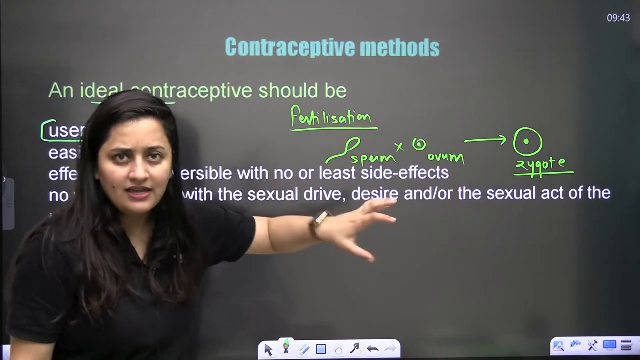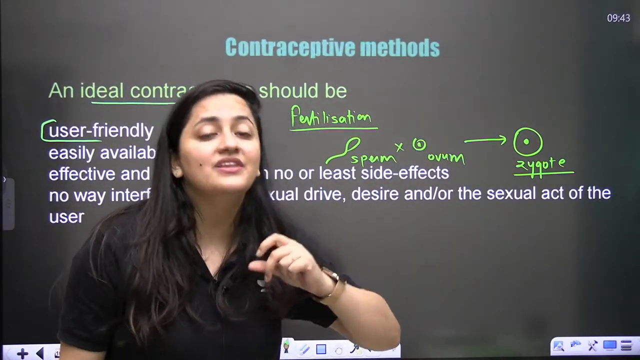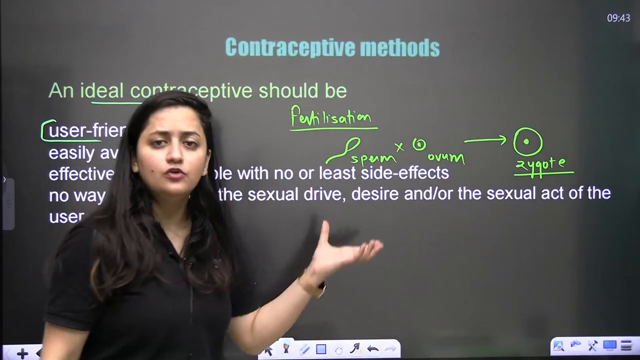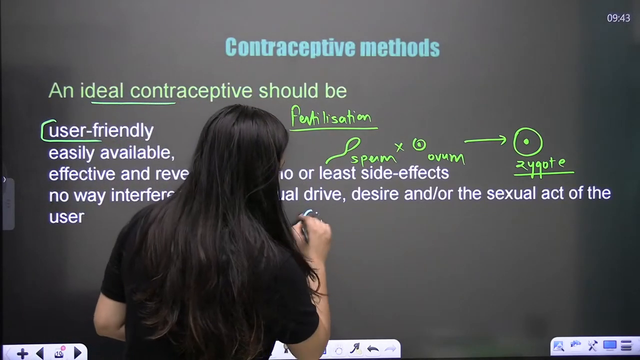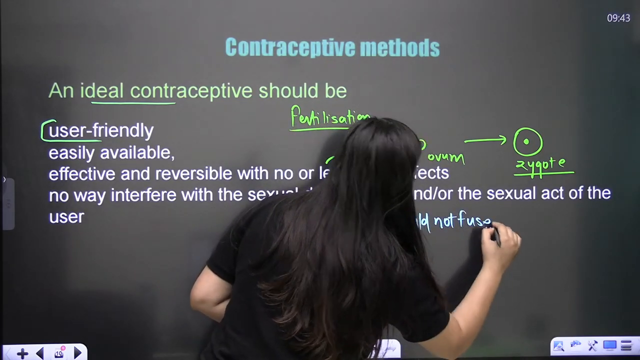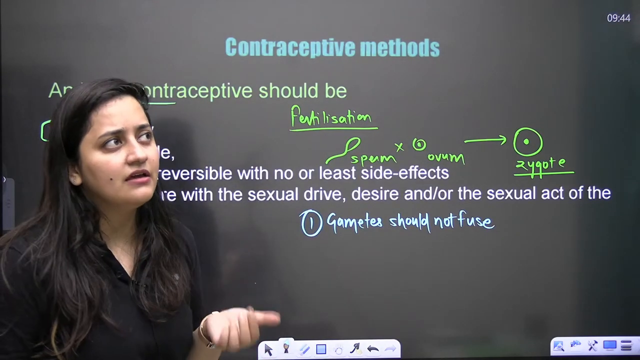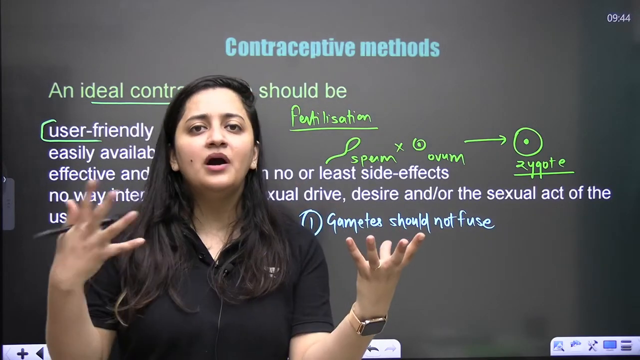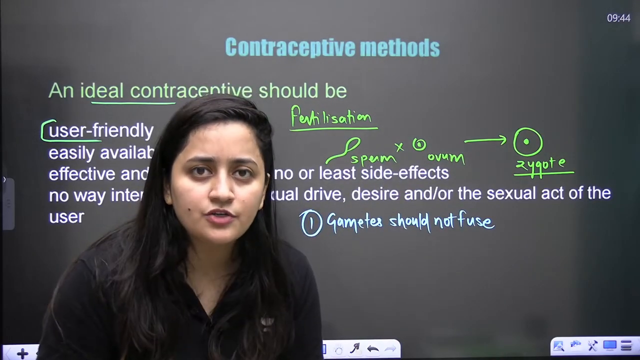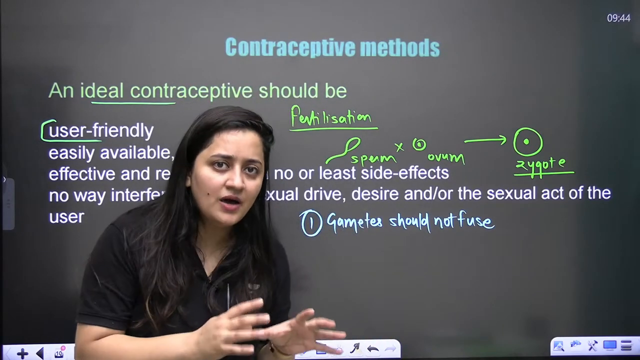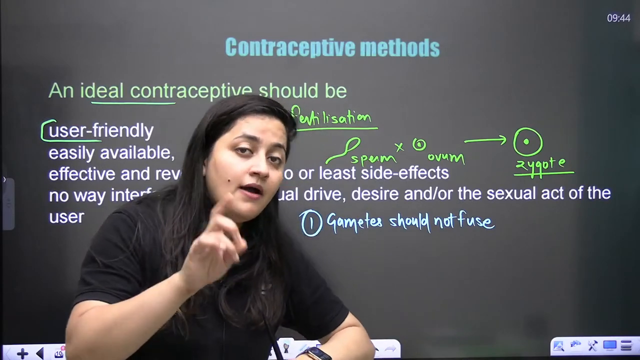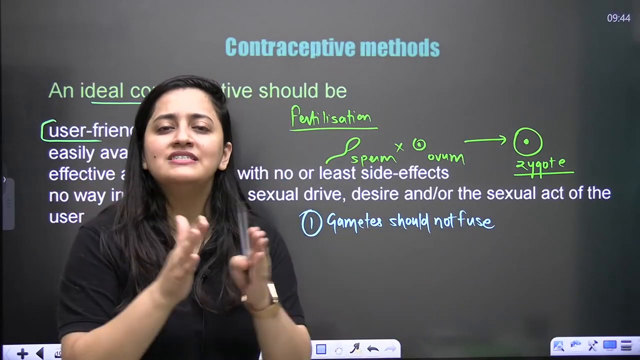Now just look at this. If a couple wants to have sexual intercourse but wants to avoid pregnancy, what can they do? The gametes should not meet. Look at the various stages here. First, the gametes should not fuse. We can do it in different ways. Let's say both sperm and ovum are present in the genital tract, but they should not fuse. Or, the sperm and ovum should not be present together. If in the female genital tract sperm is present but the ovum is not there, there will be no chance of pregnancy. If there is the presence of sperm but the absence of egg, obviously there will be no fertilization.